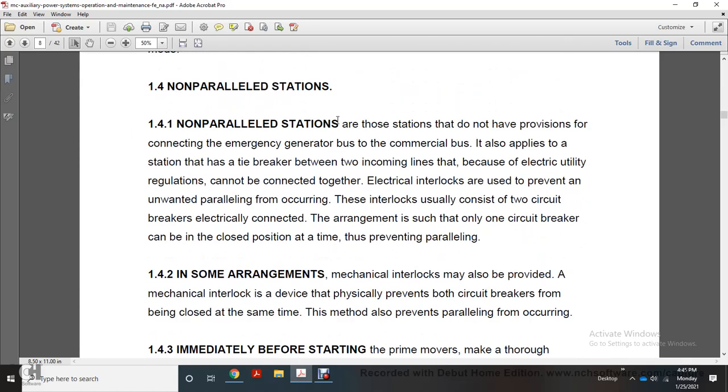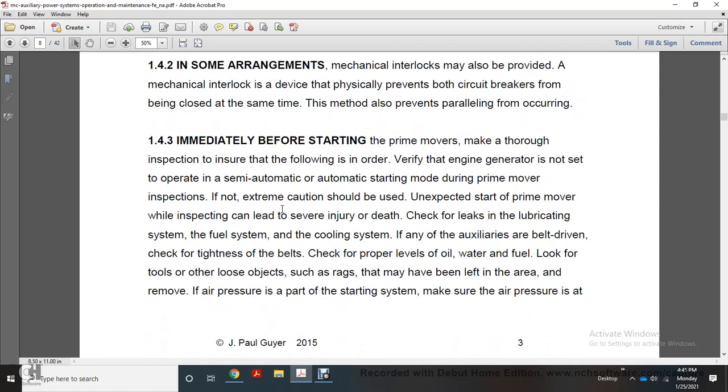142. In some arrangements, mechanical interlocks may also be provided. The mechanical interlock device physically prevents both circuit breakers from being closed at the same time. This method also prevents paralleling from occurring.